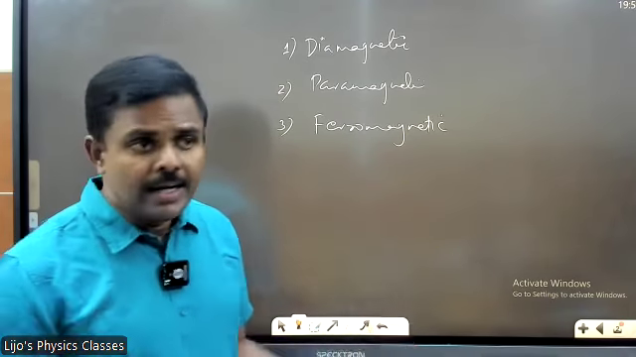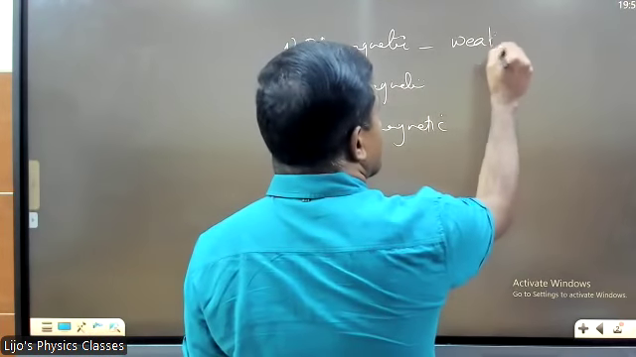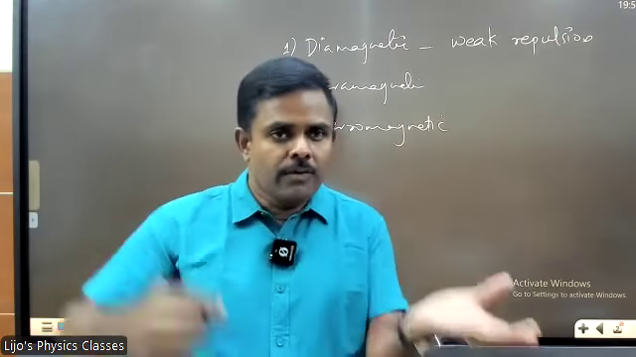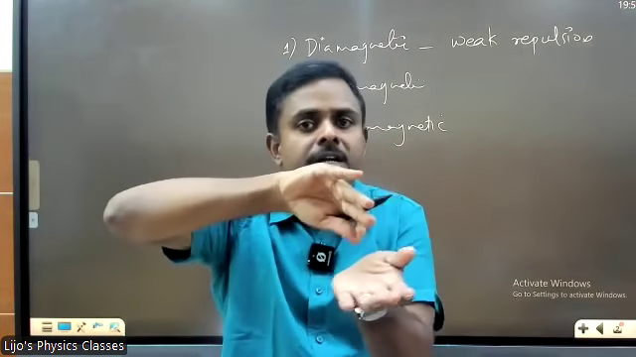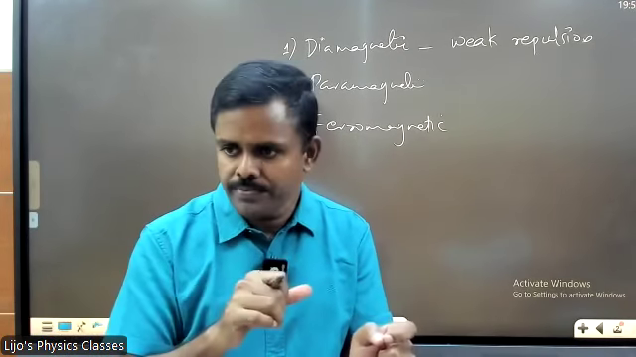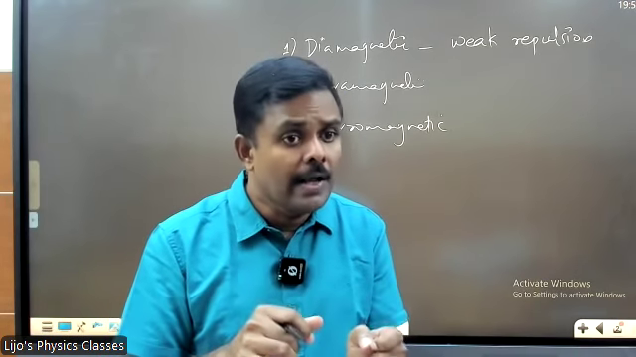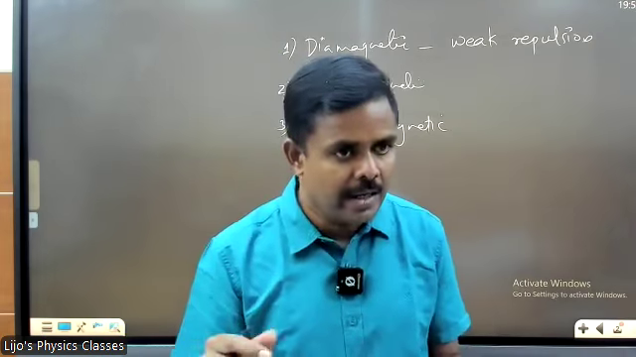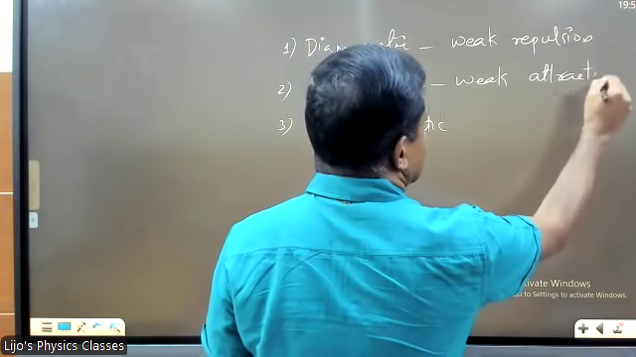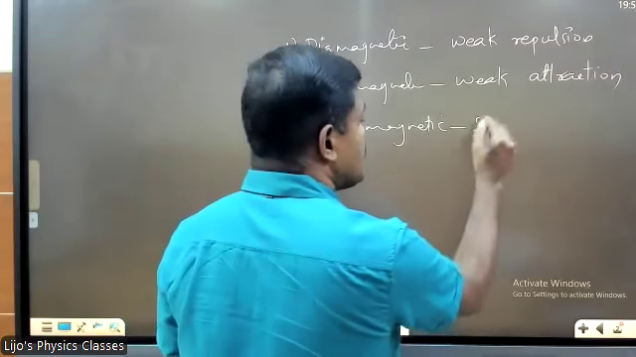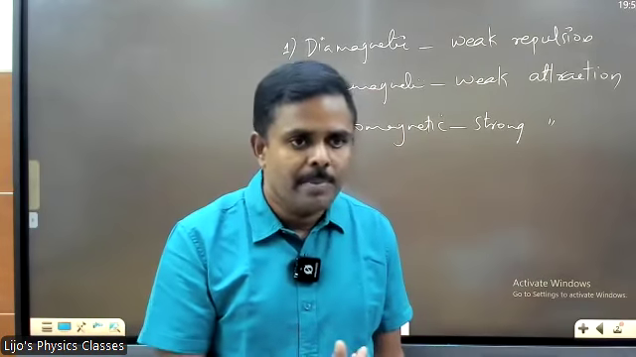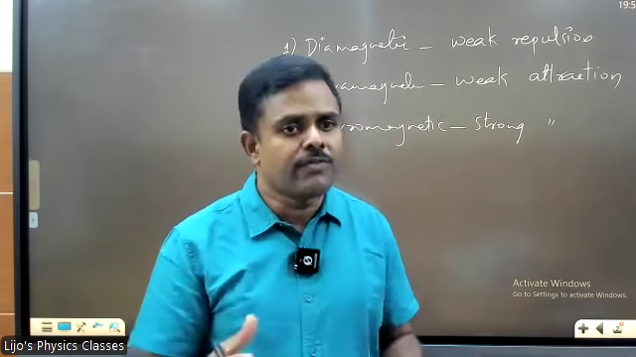Dia, para, ferro. What is diamagnetic material? Weak repulsion. Substances which undergo weak repulsion. That means when you put a substance inside a magnetic field, if it is repelled, such a substance is called diamagnetic. But repulsion will be very weak. Diamagnetic substances are weakly repelled. Now, what about paramagnetic? It is weakly attracted. Weak attraction. What is ferromagnetic then? It is strong attraction. Ferromagnetic is in fact a stronger version of paramagnetic substances. Got it? All right. Now, we'll learn different questions from previous papers.